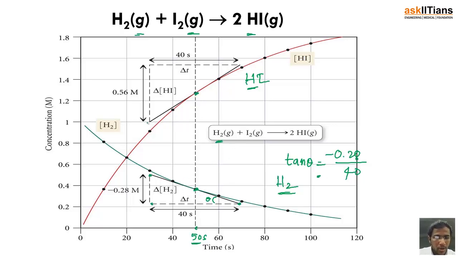Say this is the variation of concentration of HI with time. At the same 50 seconds, at this point we can draw a tangent to this curve, and similarly we can extend this tangent and build a triangle, and from this triangle we can calculate the value of tan theta, which is simply 0.56 by 40. So this is how the instantaneous rate can be calculated at any instant. Here I am calculating at 50 seconds. We can calculate at 85 seconds, 90 seconds, 10 seconds, like that. The slope of the tangent at that instant will give us the instantaneous rate. So this is how the instantaneous rate is calculated.